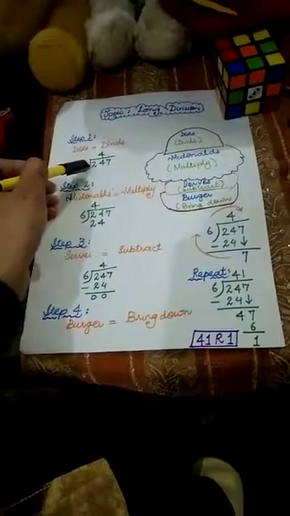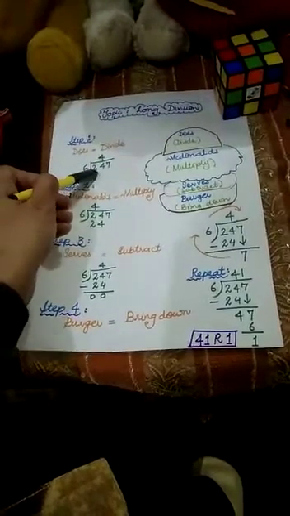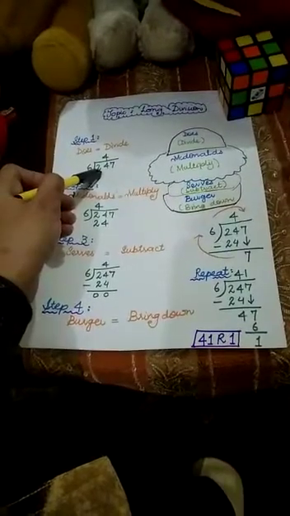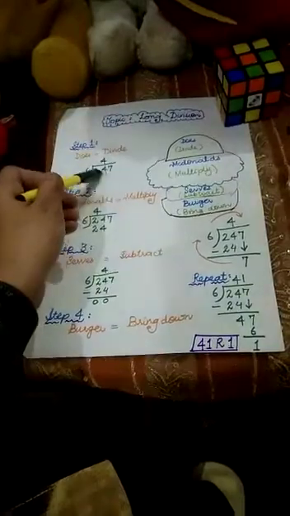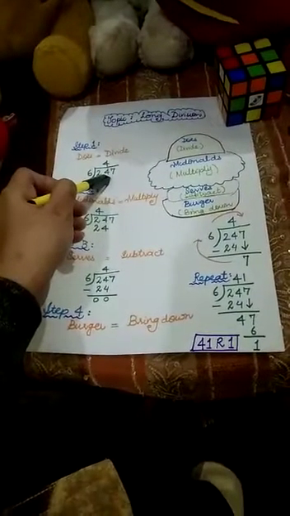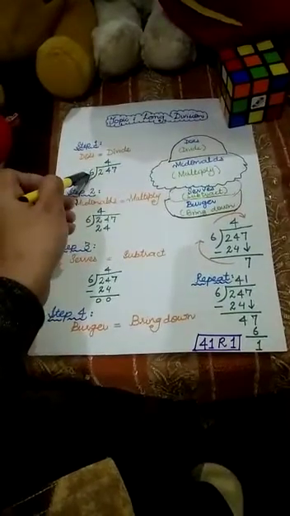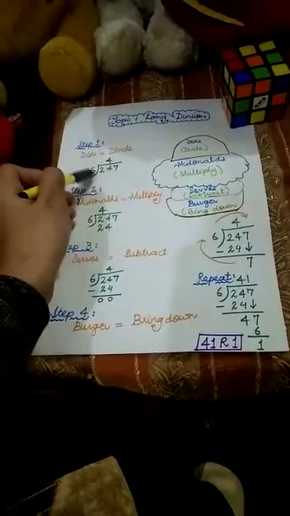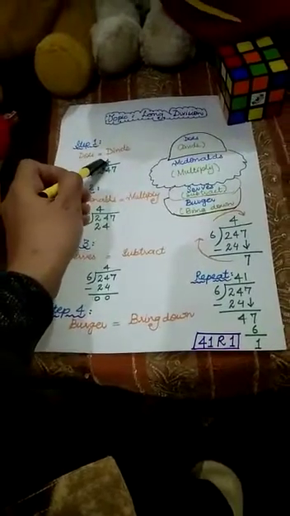Now I'm going to the first digit. The number is 2. So how many 6 in 2? There are no 6 in 2. So we will take 2 digits, right? How many 6 in 24? We know there are 4 sixes in 24. So 24 divided by 6, the answer is 4. Our first step is divide. So I will write 4 over there.